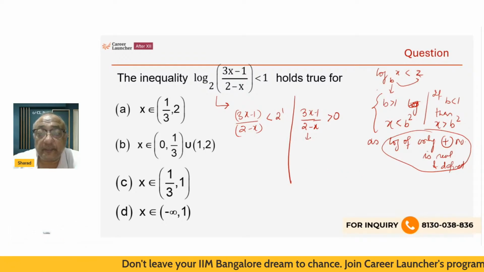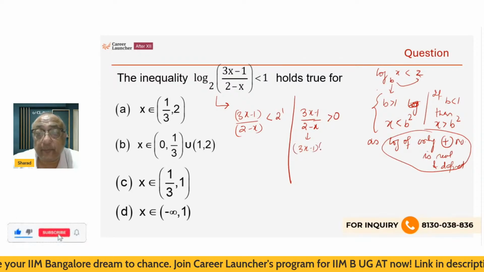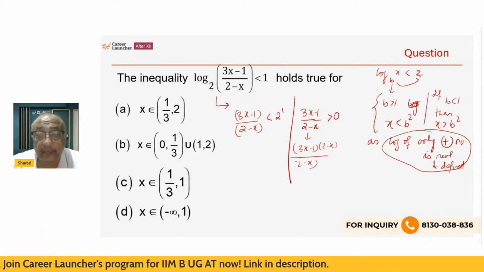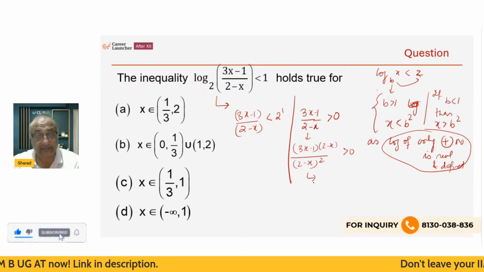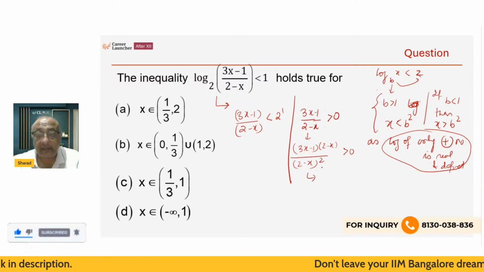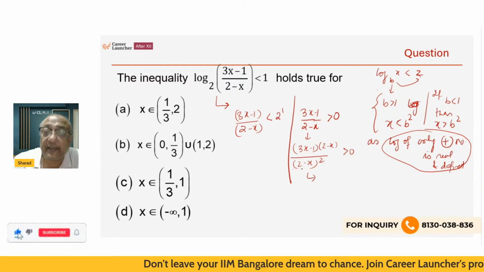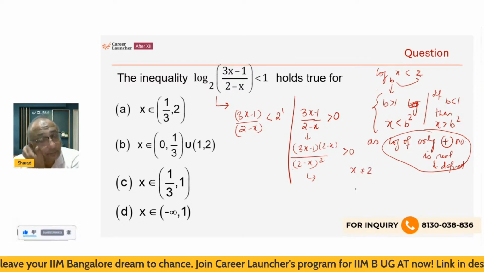Let us focus on this. From here, I'll get 3x minus 1. Let's multiply both sides by 2 minus x. This will become (2 minus x) whole square. Why am I doing it? I don't have to do any cases, etc. This is a simple kind of thing. Make a perfect square in the denominator. By doing this, this quantity has been rendered positive. And I will also write x is not equal to 2.